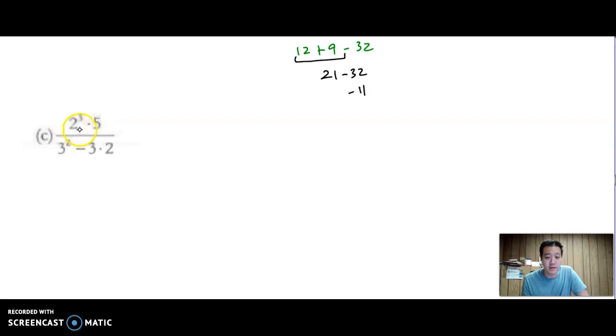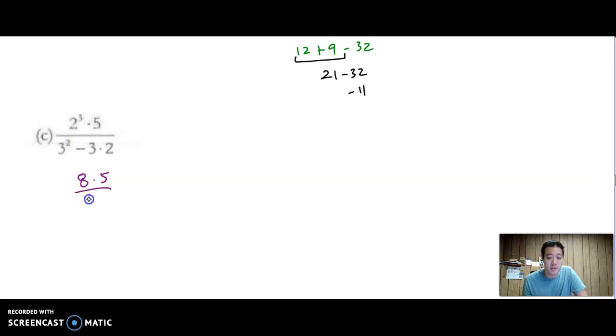So here we don't have any groupings. I mean, in some sense, maybe we do. The division bar, the fraction bar is kind of like a grouping, right? It splits it into the numerator and denominator. And so I'm going to do my exponents first. 2 to the third power, we know that's 8, right? And then times 5.